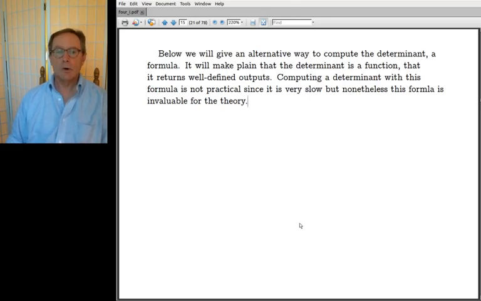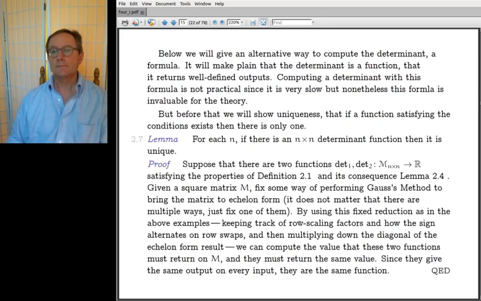So in order to show that the determinant function exists, I'm going to give an explicit formula for computing it, although it's a formula that you shouldn't use to compute it because it takes a long time. But nonetheless, I'll give a formula that'll solve the theoretical problem of is there such a function? But before we do that, I want to settle the problem of uniqueness. So I want to show uniqueness, that if there is a function satisfying the conditions that we gave at the start of this video, then there's in fact only one.